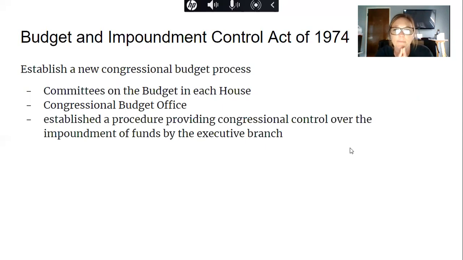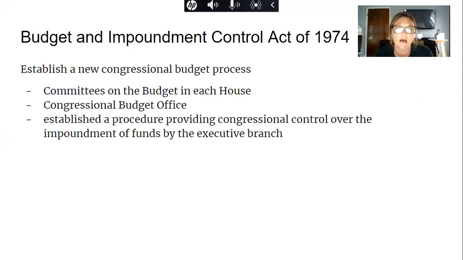Okay, Budget and Impoundment Control Act of '74. Basically what this does, and I don't know that you're going to actually see this on the test anywhere, but it might be good just to go over it. It establishes a new congressional budget process, and it literally sets up the committees in both the House and the Senate on the budget. So the committees on the budget, this is what actually creates those in the House and the Senate.